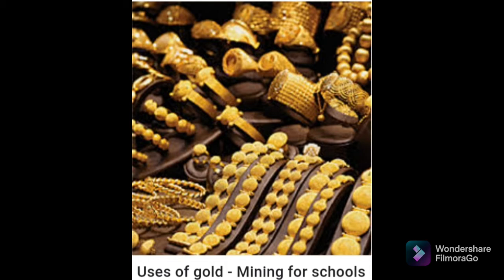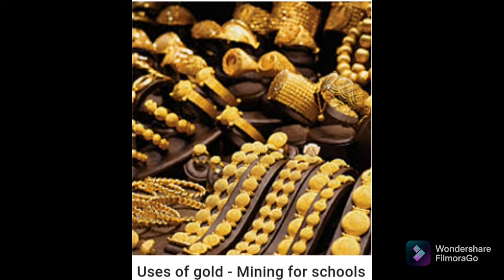That's why we mix other metals like silver, copper, and nickel in gold to make 22 karat gold. So 24 karat gold is 100% pure gold, but we use 22 karat gold for making our ornaments. It means 22 parts of pure gold and 2 parts of either silver or copper. So remember this also.